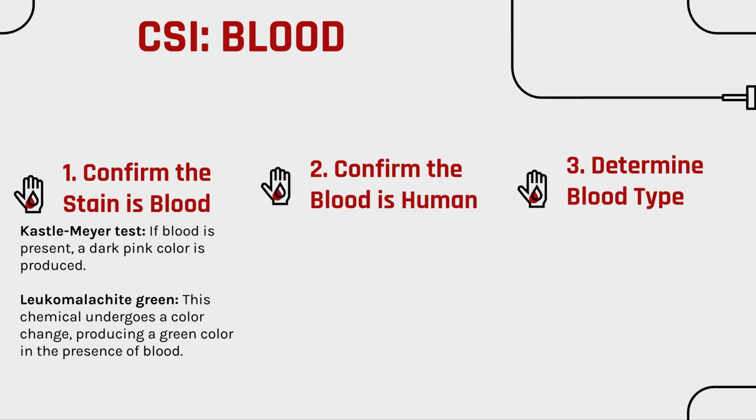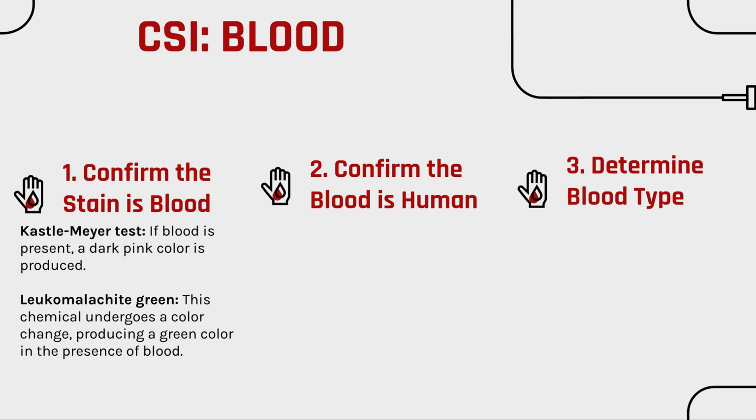Now, if you find blood at a crime scene, it's not immediately eureka, hey, we did it, case closed. There's still some things that you have to do. You want to confirm that the stain is in fact blood. If it's not, then it's possible it could be ketchup, barbecue sauce.